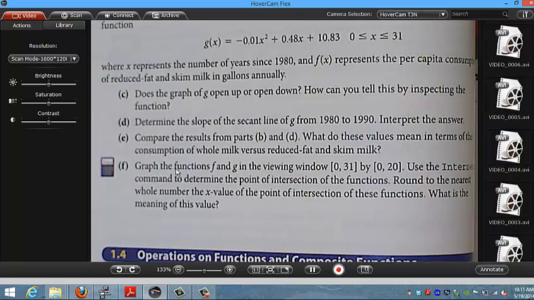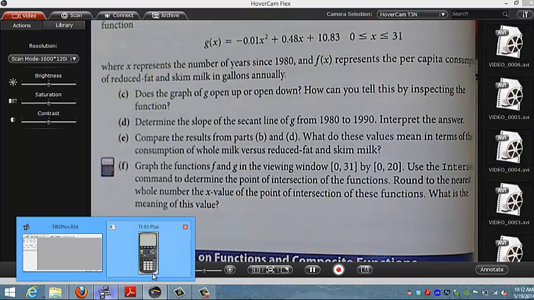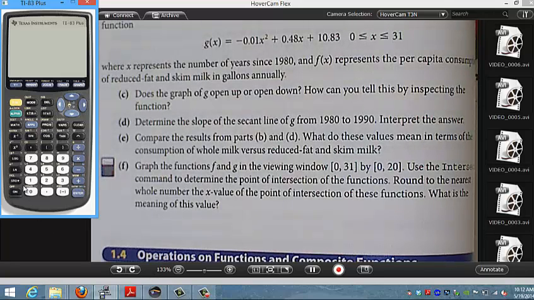Is talk about question F here, graphing the functions. We already have a viewing window of 0 to 31. It says, just so you understand what the book means, 0 to 31 by 0 to 20. What they're giving you, in a sense, is the domain and the range that they want to see. So when I go to my graphing calculator and I want to graph these functions, they're telling me, click the window button. X-min and X-max go from 0 to 31. Y-min and Y-max are 0 and 20. That's what they're telling you.